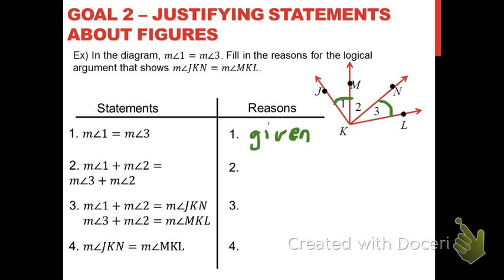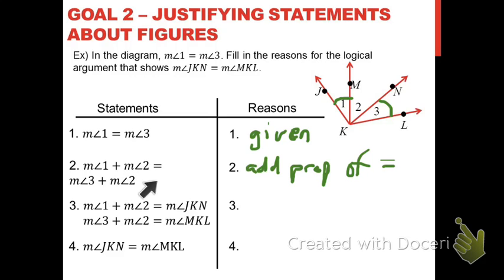All right. And if the measure of angle 1 equals the measure of angle 3, then it should make sense that if I add the measure of angle 2 to both sides, I still have the left side equal to the right side, right? I just took the measure of angle 1 and added the measure of angle 2. Also added the measure of angle 3 with the measure of angle 2. If you add the same thing to both sides of the equation, that's the addition property of equality. Now, why do I want to add the measure of angle 1 with the measure of angle 2 and the measure of angle 3 with the measure of angle 2?